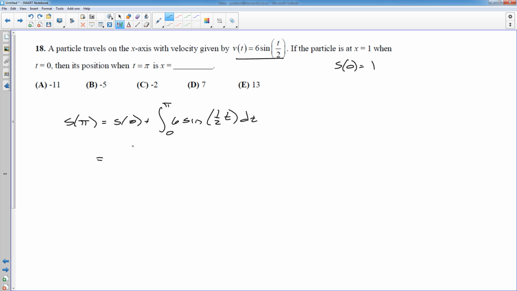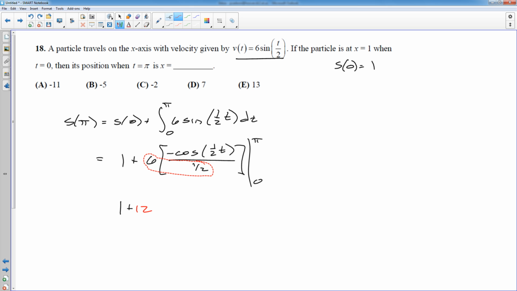S of 0 is 1 plus, that's 6. The antiderivative of sine of 1/2 t, the antiderivative of sine is negative cosine. And if you are multiplying by a constant, the antiderivative, you divide by that same constant. And then we'll evaluate that from 0 to pi. So that's 1 plus 6 divided by 1/2 is 12. So I'm going to make that a 12.